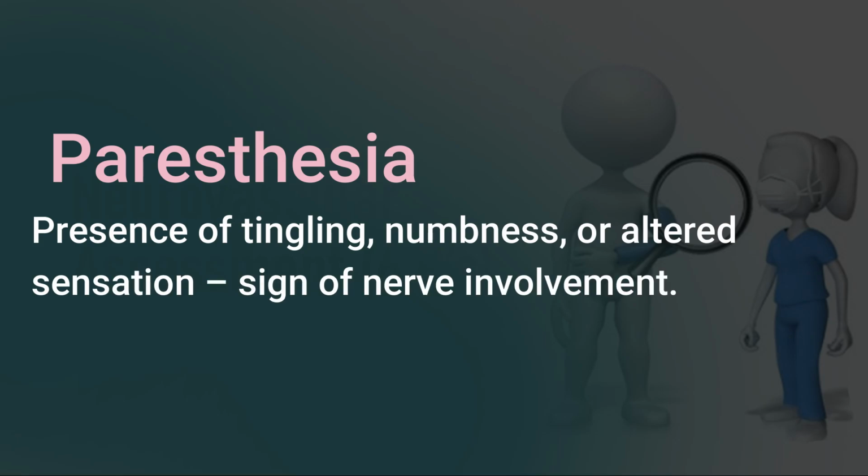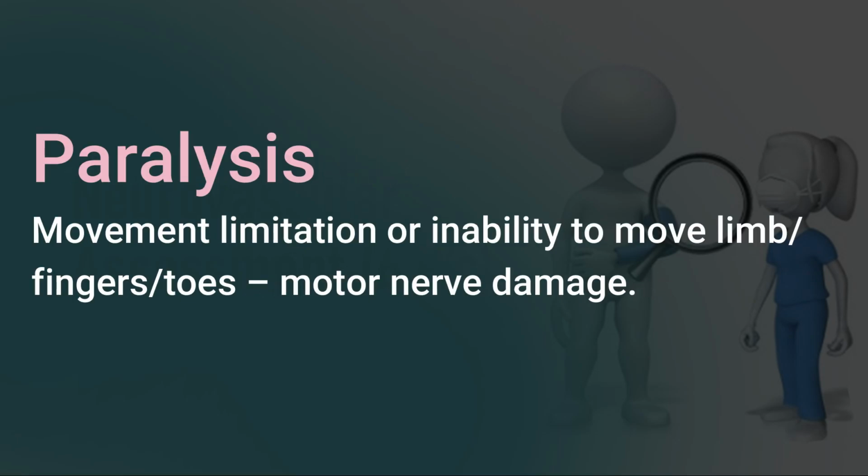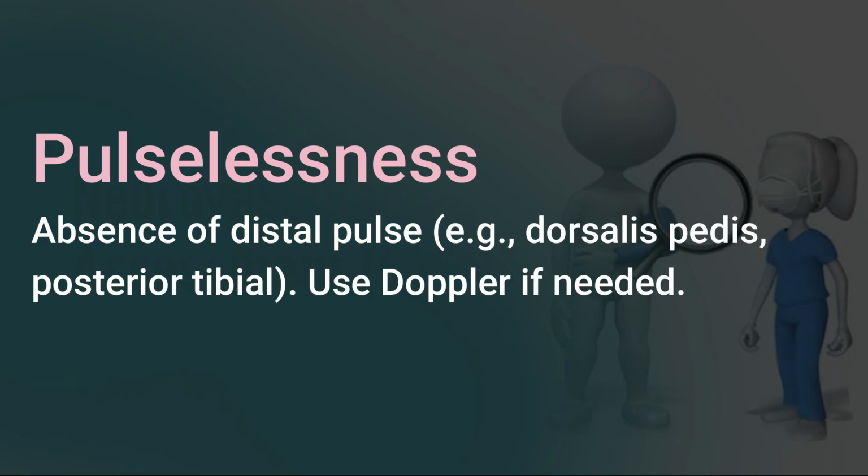Paresthesia: presence of tingling, numbness, or altered sensation, a sign of nerve involvement. Paralysis: movement limitation or inability to move limb, fingers, or toes, indicating motor nerve damage. Pulselessness: absence of distal pulse, e.g., dorsalis pedis, posterior tibial.